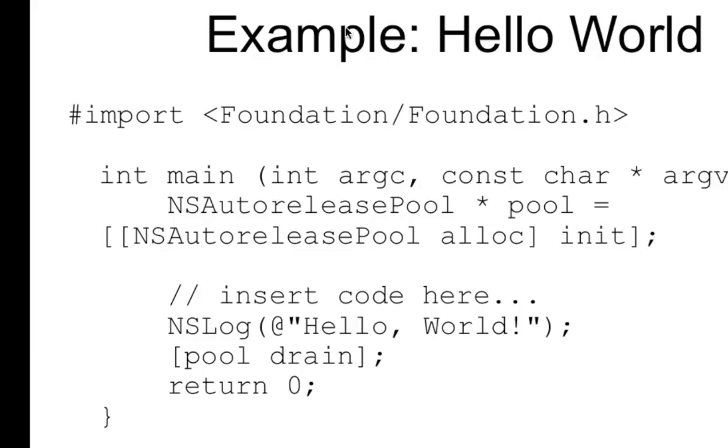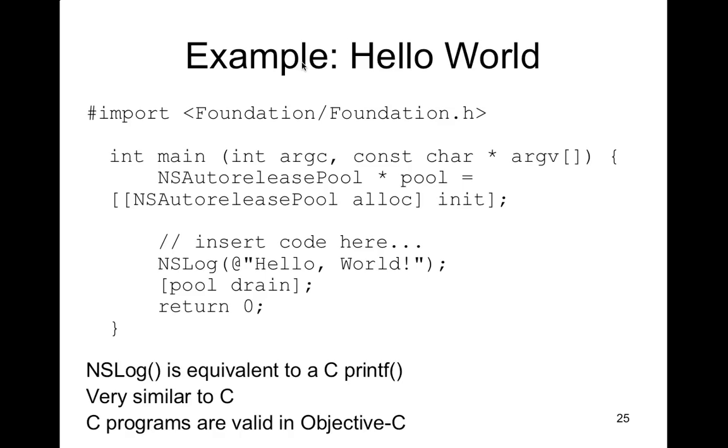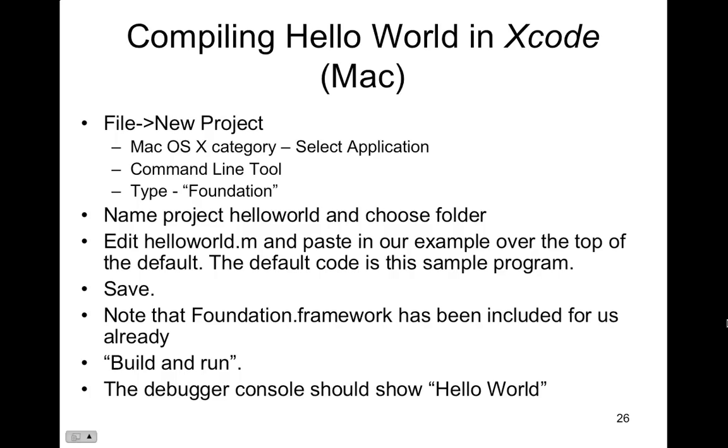And in the slide set, we see the code here, and it's the same code you just looked at a few minutes ago. So NSLog is equivalent to the C printf, very similar to C. C programs are valid in Objective-C, just as a reminder. Actually, you can take a C program and compile it with Objective-C. In fact, you can write C code in your Objective-C programs and compile it, Objective-C inside of the C. It actually gets translated quite nicely.